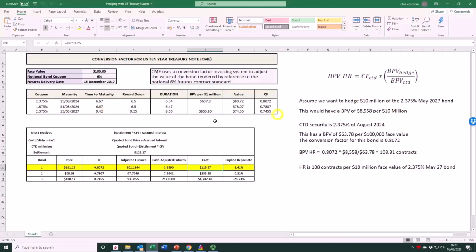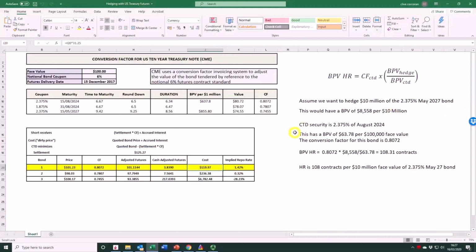here, which is the May 27 bond with, again, a 2 3/8 coupon. And let's suppose we want to hedge $10 million of that, a $10 million exposure. So the BPV for this bond would be to take this number here, multiply by 10, since we have 10 million. So the BPV is $8,558 per 10 million face value exposure.